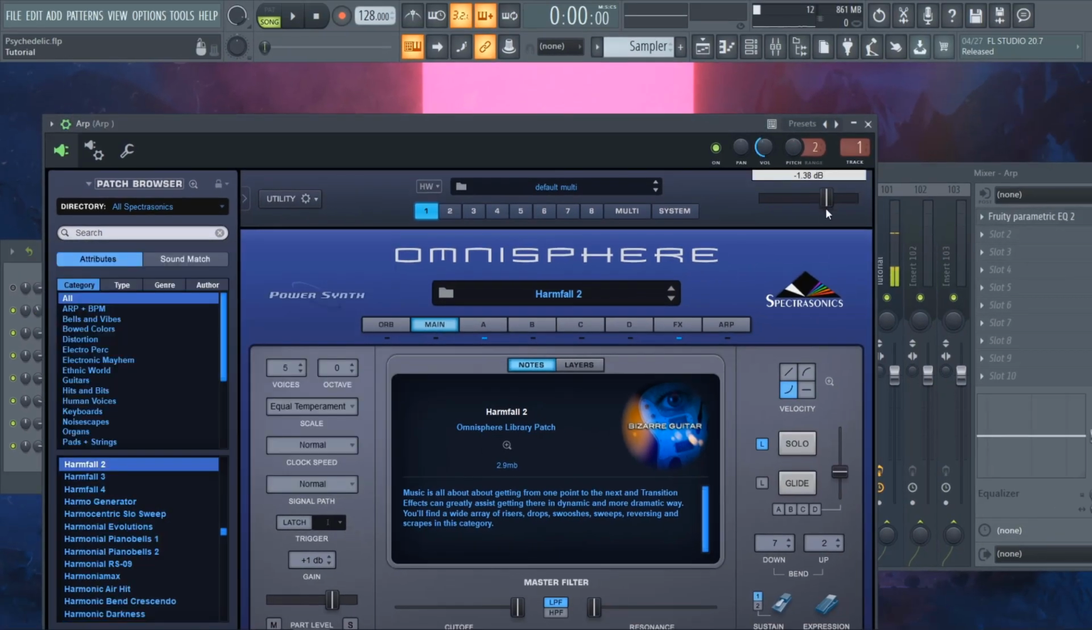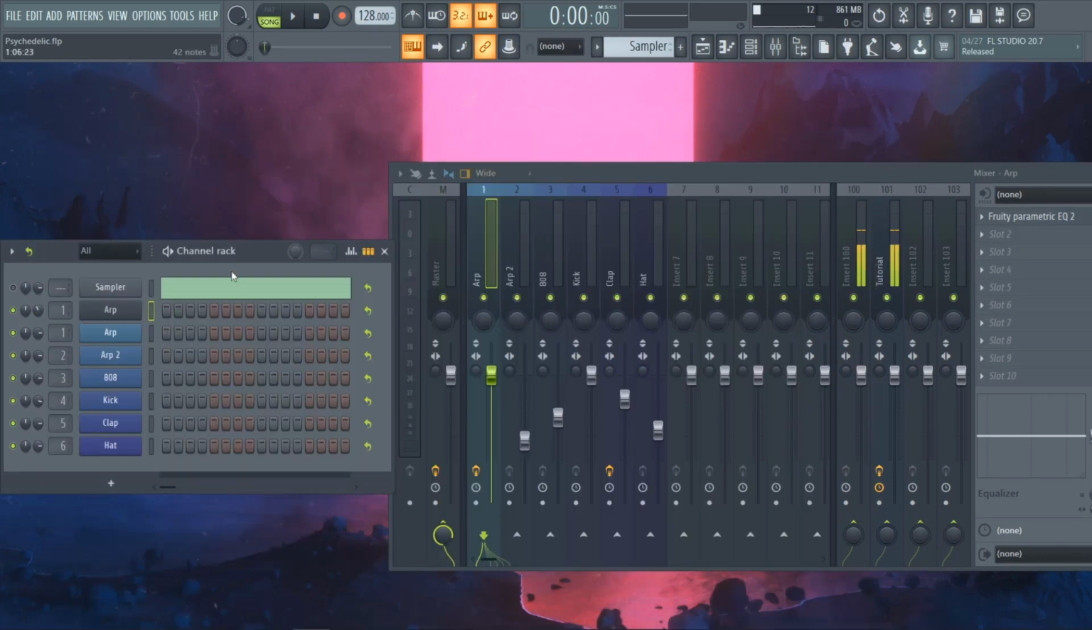You don't want it to clip in the plugin. You don't want to clip in the channel rack. You don't want to clip in the effects. And you definitely don't want to clip in the mixer. And you definitely don't want to clip in the master bus, which is part of the mixer. So I'm going to show you this beat. Just pay attention to the signal flow.